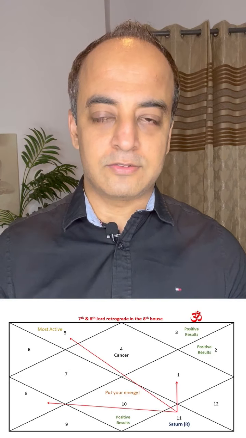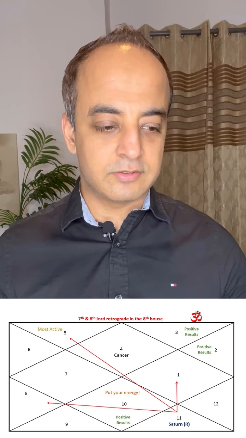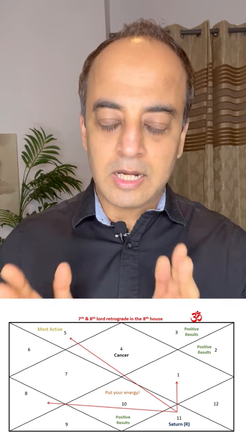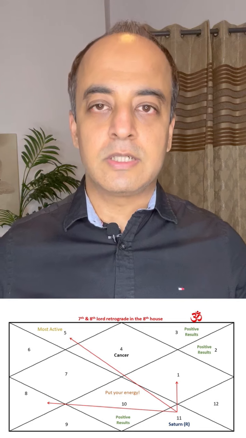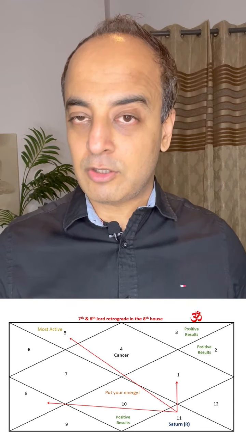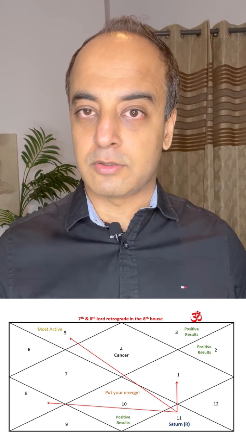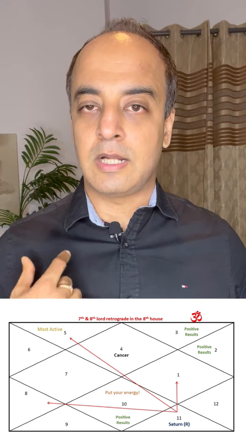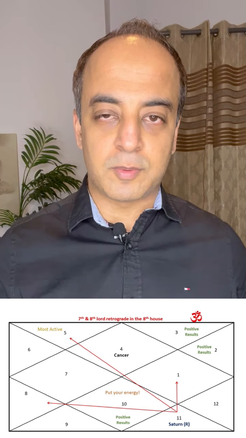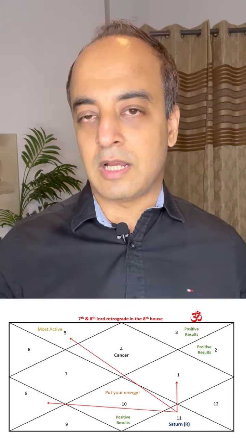Now let's talk about Cancer ascendants. For Cancer ascendants, Saturn becomes the ruler of the 7th house and the 8th house, and it is making a retrograde transit in the 8th house. It is looking back at 7th house matters, your relationship matters, harmony matters. That needs a check.